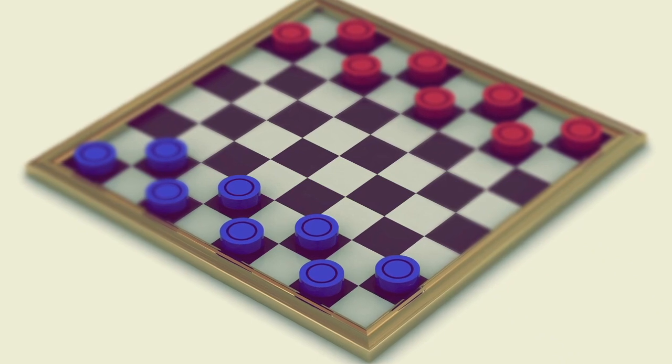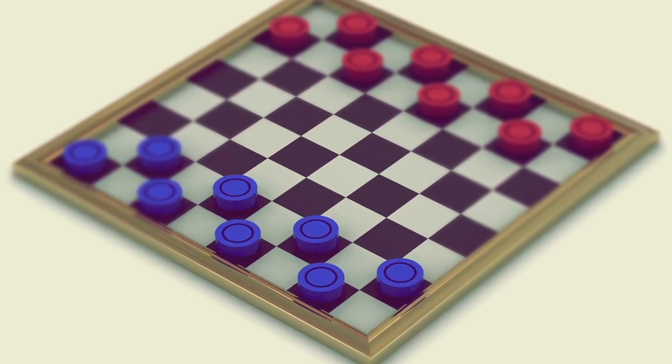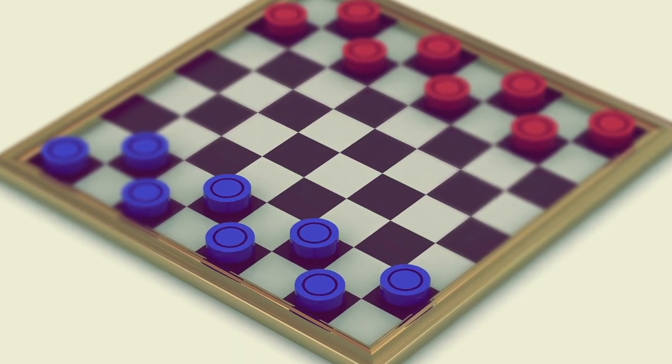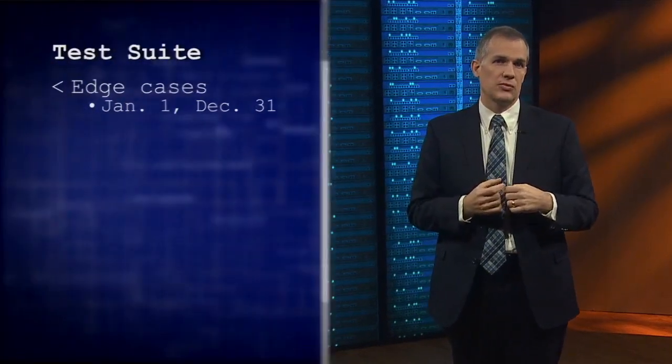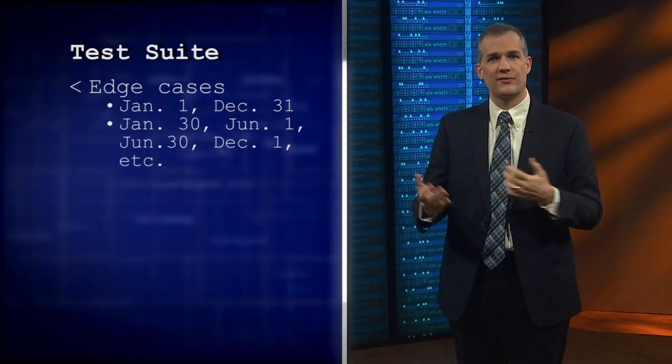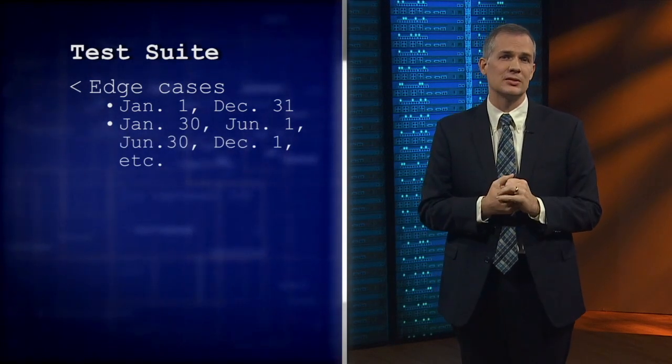The squares in the corners or on the edges are different from squares in the middle. They don't have the same number of neighbors, for instance. In our particular program, this means that we need to think about the extreme dates. The first and last day of the year are extreme, and it wouldn't hurt to check the first and last days of some other months.